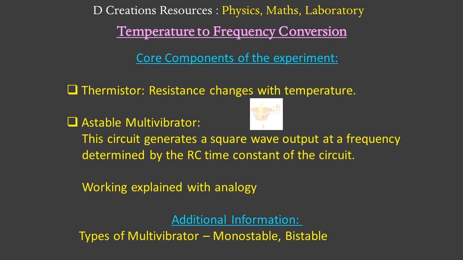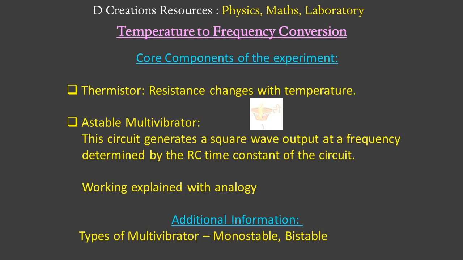Now these astable multivibrators are self-triggering. That means they initiate and maintain their oscillation without any external trigger or any external input signal. And the frequency and duty cycle of the output waveform are determined by the values of the resistors and capacitors in the circuit's timing networks.